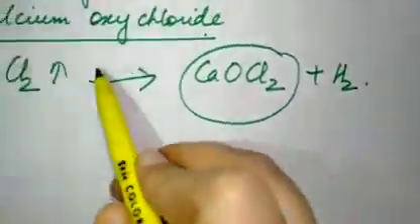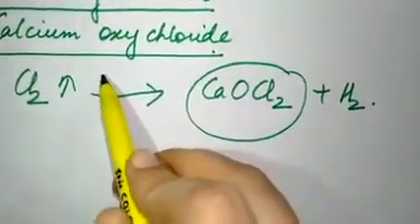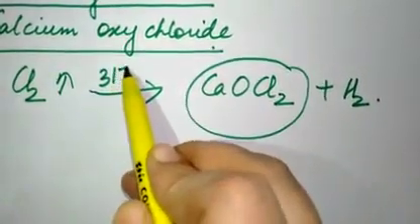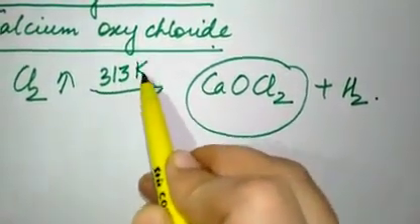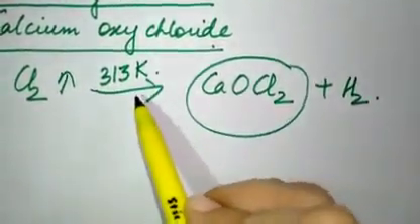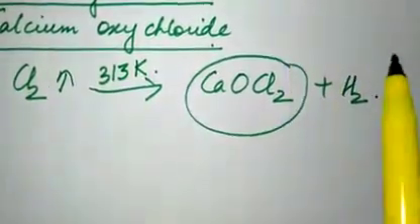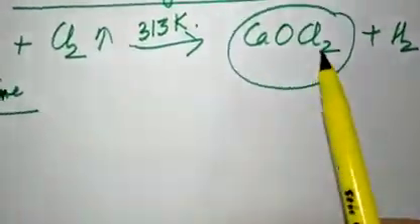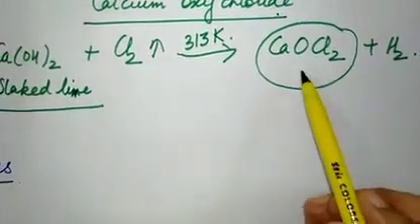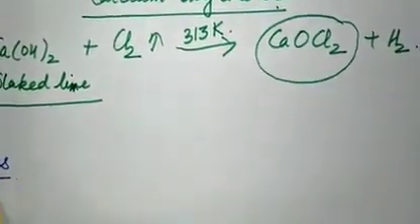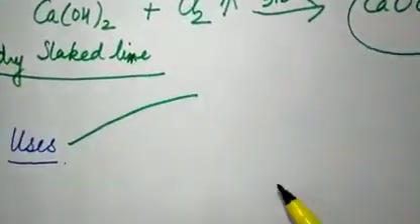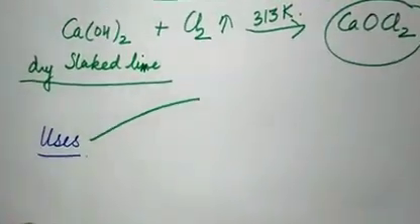Okay, the temperature is not mentioned in your book, but if you want you can understand or you can learn this. So this is 313 kelvins. This is the temperature at which this reaction takes place. Calcium oxychloride is made like this. Now this bleaching powder has many uses. Now what are the uses of this bleaching powder?